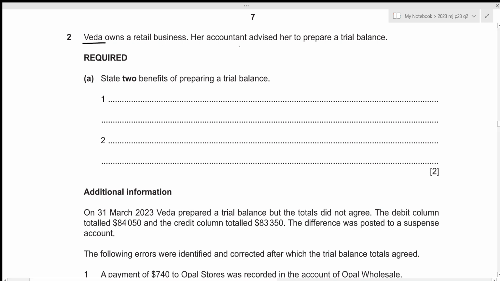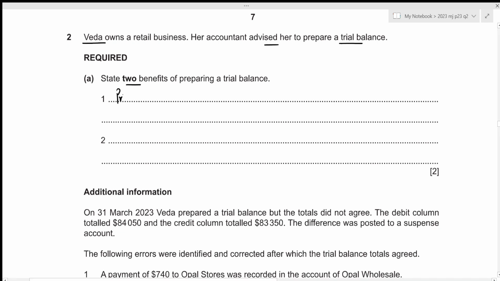Veda owns a retail business. Her accountant advised her to prepare a trial balance. So for the first part of this question, we just need to state two benefits of preparing a trial balance. So preparing a trial balance provides a check on arithmetical accuracy of double entry, because we require our debit side to be equal to that of the credit side while preparing a trial balance.